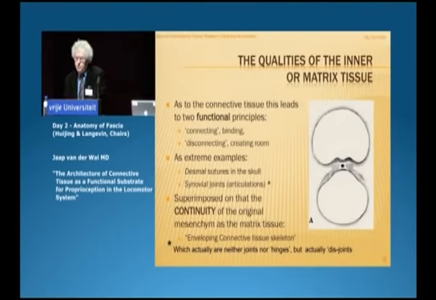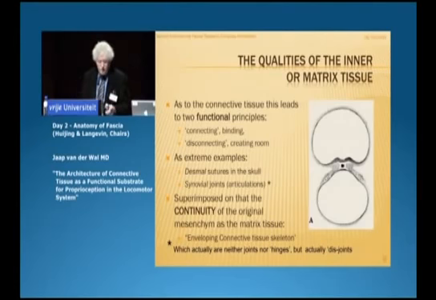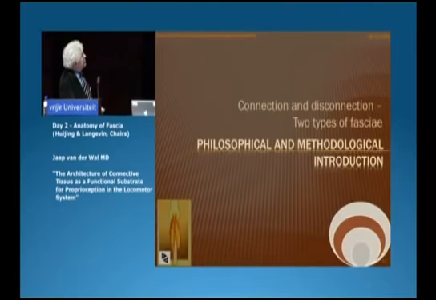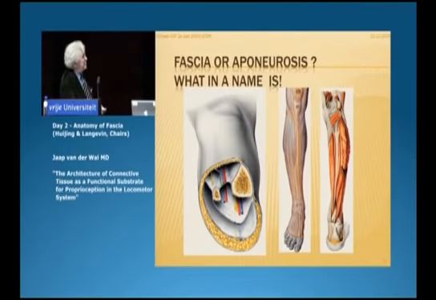They are not passive junctions between the bones. They are active organs of disconnection, and it's one of the functions of connective tissue to disconnect and to enable mobility. That was philosophical. Let's go more into anatomy. Let's go into the facts. Indeed, what's in the name?